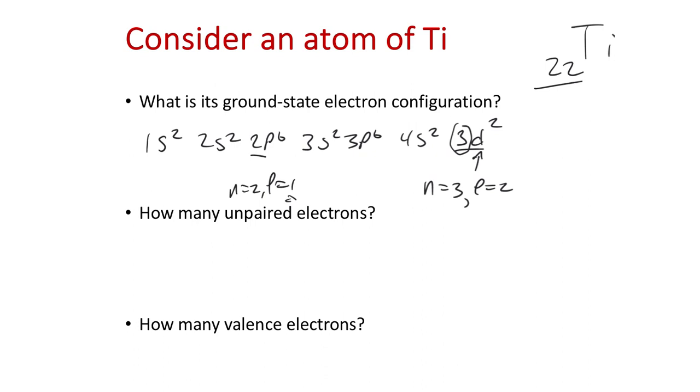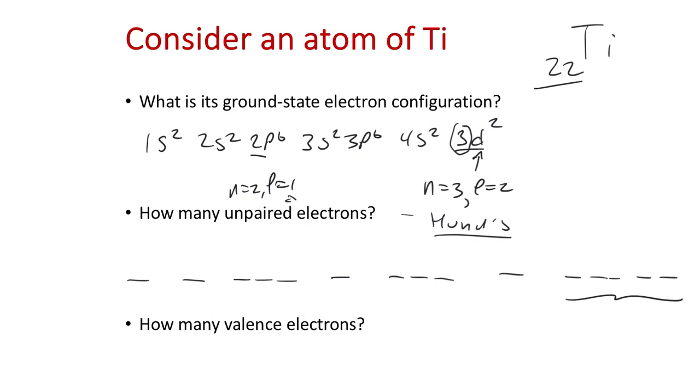Okay, so how many unpaired electrons does this atom have? Unpaired electrons is really asking us to apply Hund's rule. So it's really saying apply Hund's rule to putting these electrons into these subshells. Now we could do this. We'll see we don't really have to spend a whole lot of time when you have a filled subshell, and we can really gravitate ourselves to that unfilled subshell.